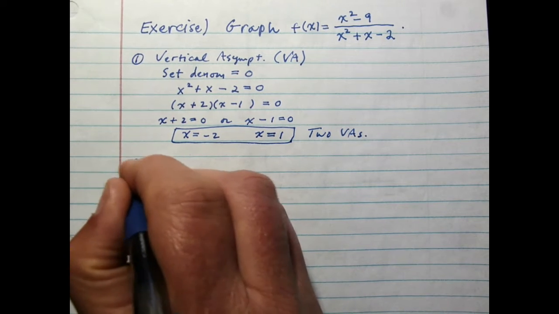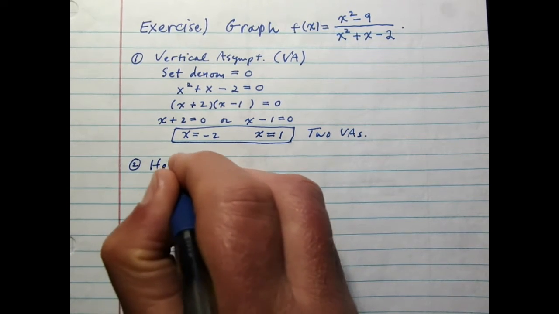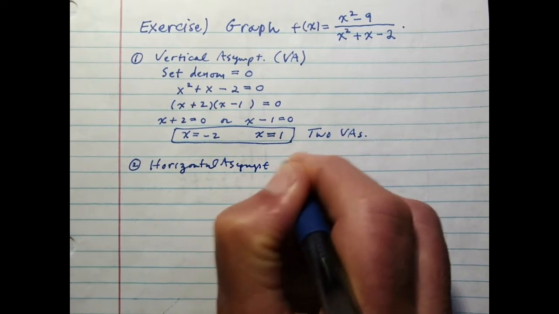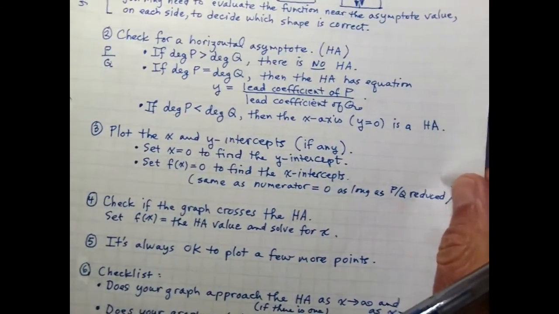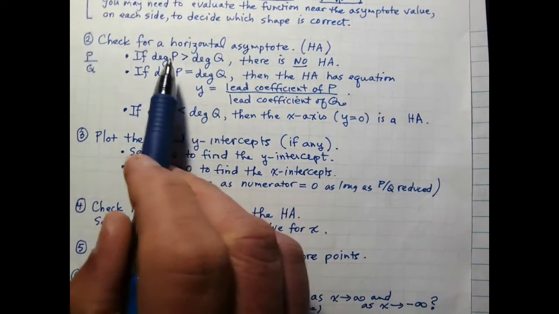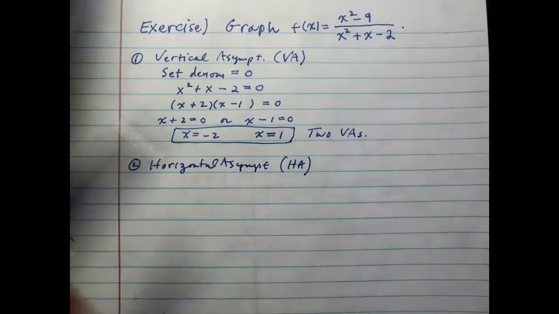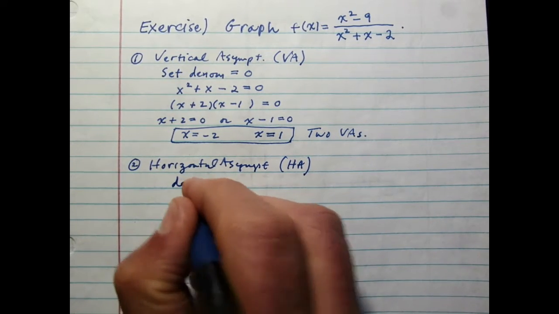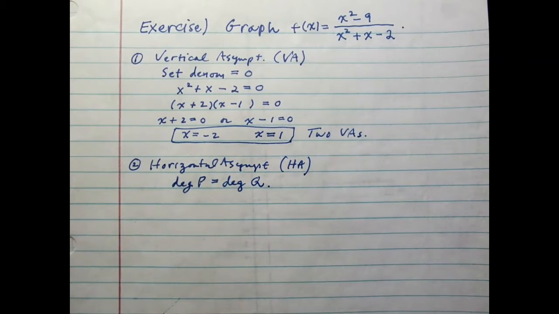So the second step is to check for the horizontal asymptote. I'll often just write HA from now on for that. And we have our little test to check, right? It's summed up on our sheet. We compare the degree of the numerator and denominator of the rational function. And here, both the numerator and denominator have degree 2. So degree P equals degree Q.